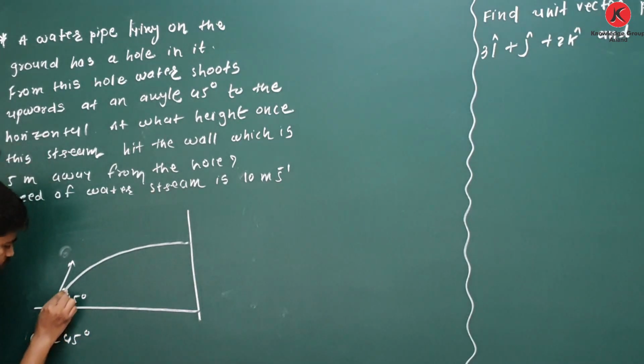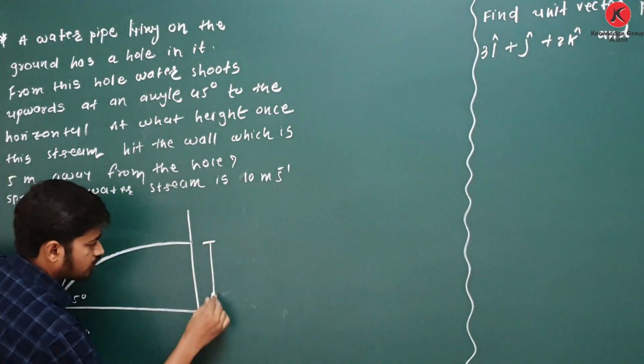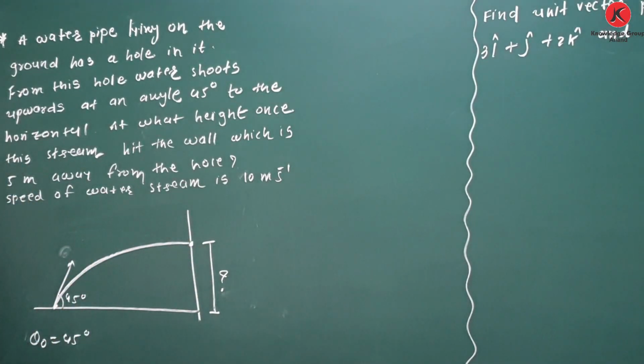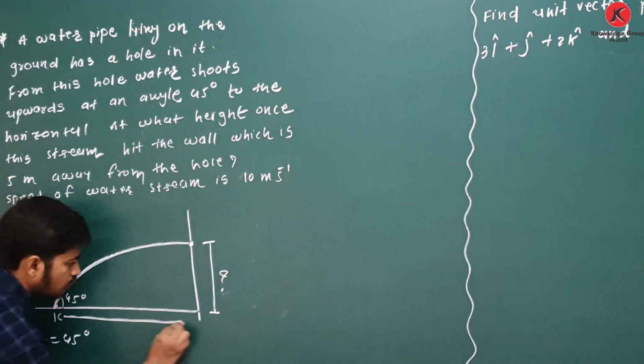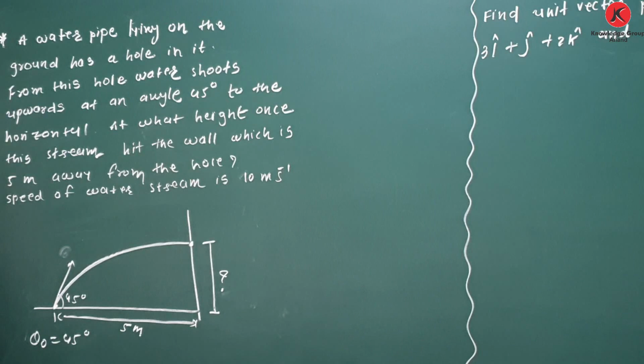See, this stream is moving. At what height will it hit the wall, which is 5 meters away from the hole? The speed of the water stream is 10 meters per second. So the initial speed is 10 meters per second.